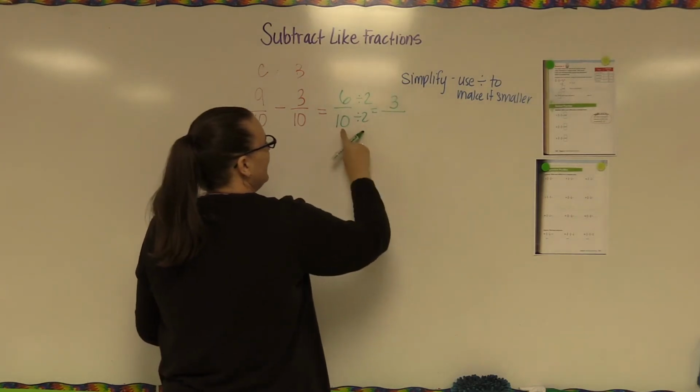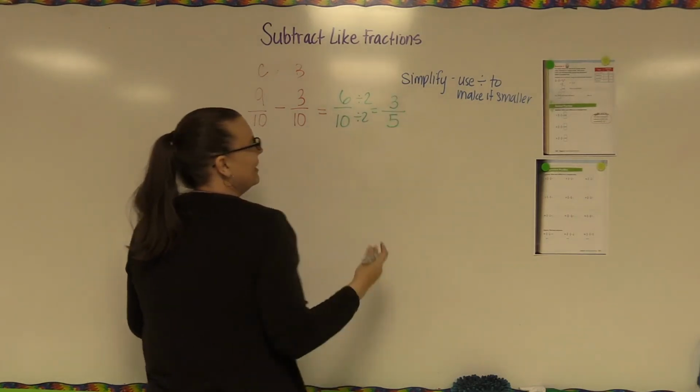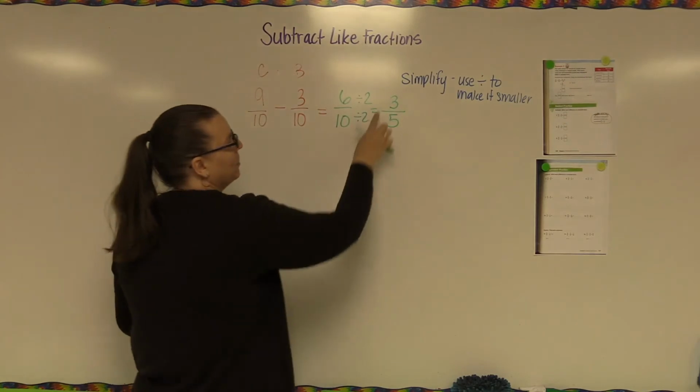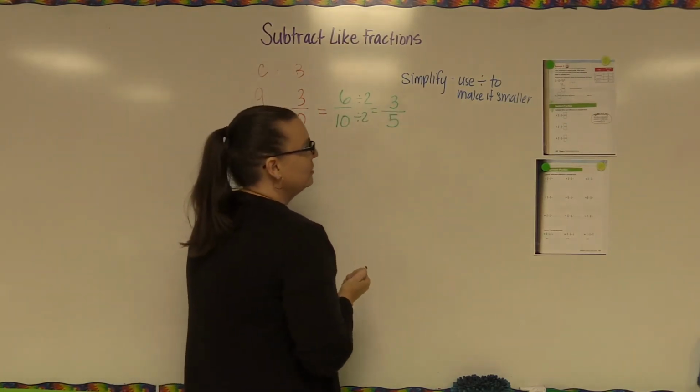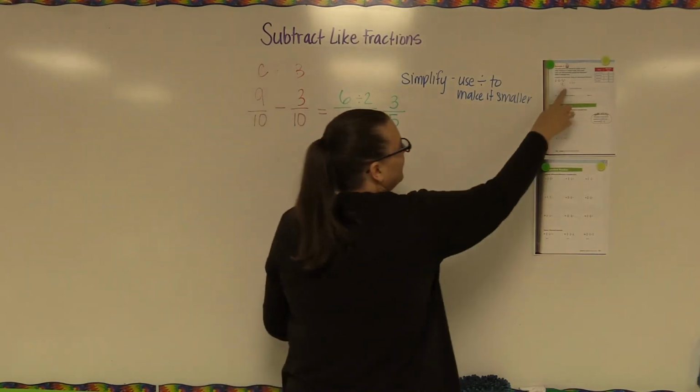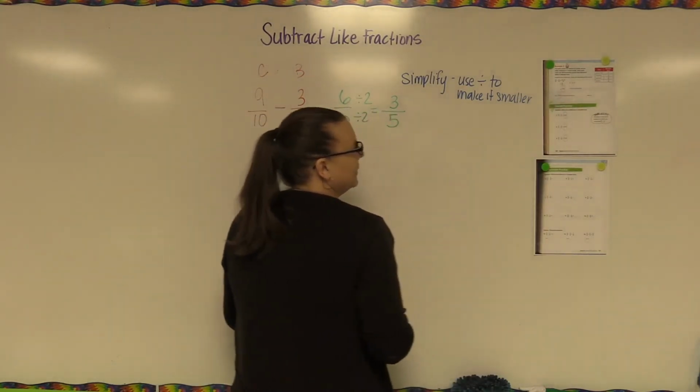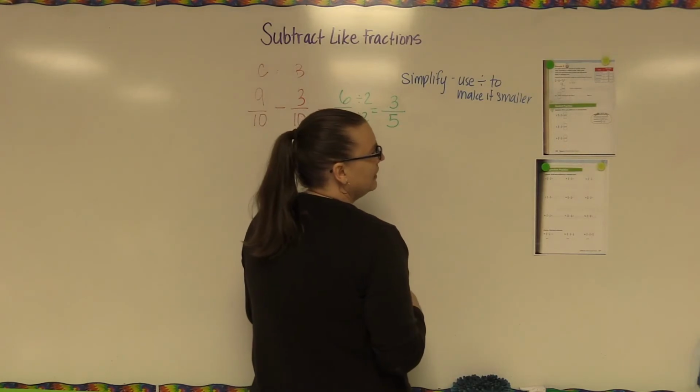6 divided by 2 is 3. 10 divided by 2 is 5. And I know that I'm finished because these are both prime numbers, so I can't divide them by anything else. So we're going to be using that information to fill in these blanks here, all right?